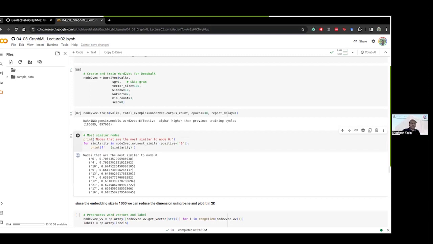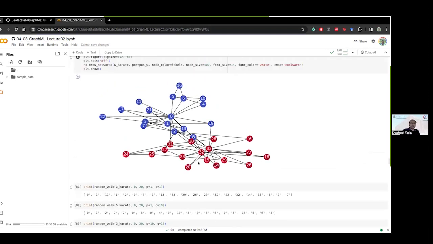Okay, so now this tells us that nodes 6, 4, 10, 5, and 13 are similar to node 0. So we can go back and see that 10, 4, 5, 6, and 13, which have direct connectivity to node 0, are closer to node 0 in the embedded space.